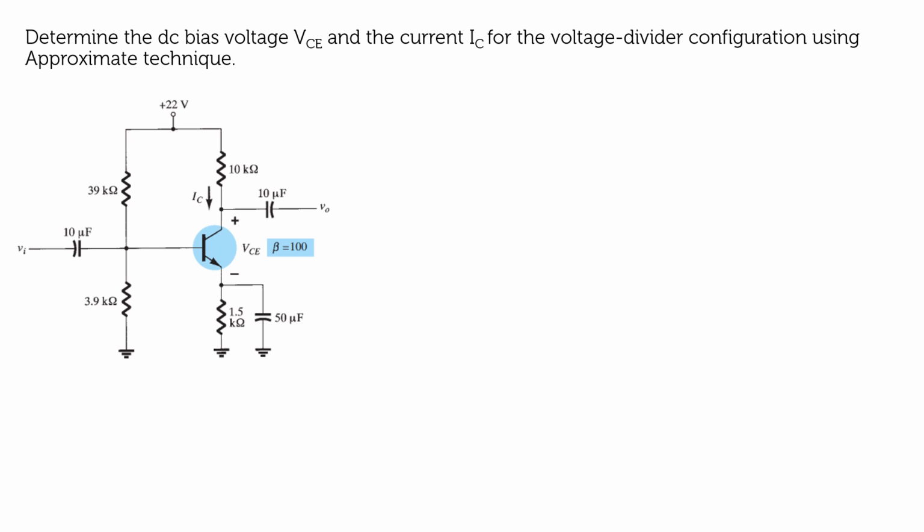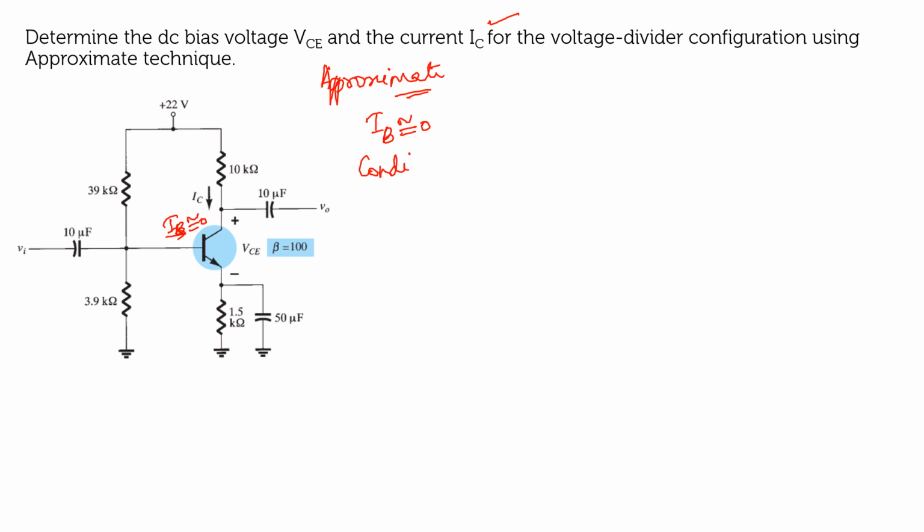So determine the DC bias voltage VCE and current IC for the voltage divider configuration using the approximate technique. In the case of approximate analysis, what is the assumption you are taking? You are assuming that the current IB is approximately equal to 0. So it is very negligible. It is approximately equal to 0. Okay, and you have to check the condition.